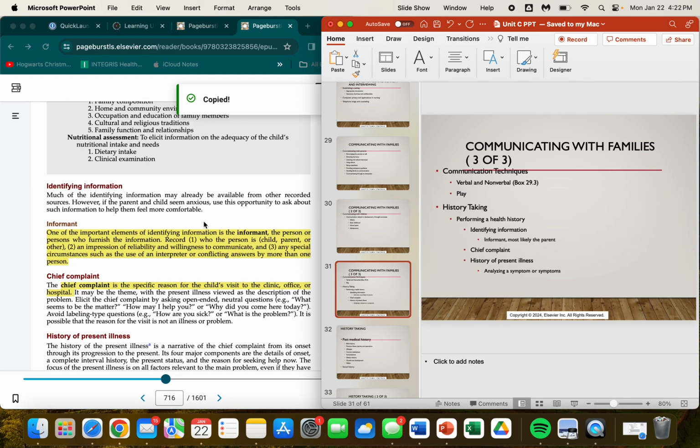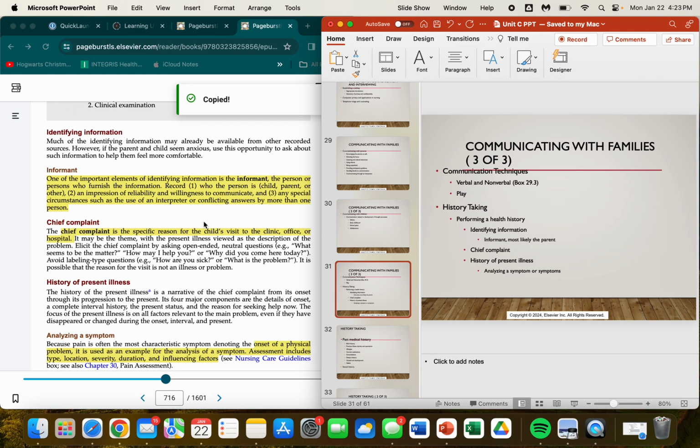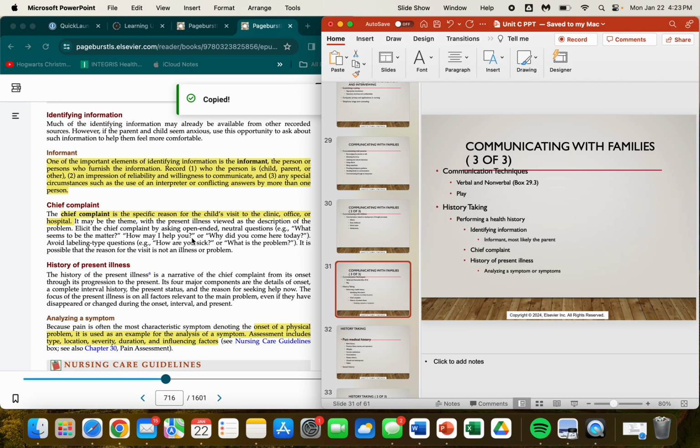Whenever we take a history or an intake, we need to identify who the informant is. Is the informant the child? If they're an adolescent, is that the person telling us the information? The parent, a grandparent, who's telling us, right? The chief complaint is the actual reason for their visit.